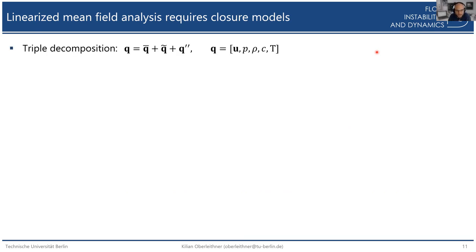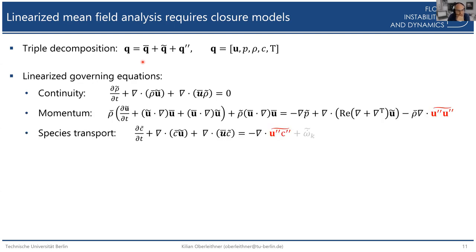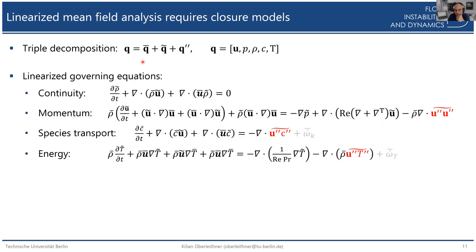So basically, how we set up the problem is we use a triple decomposition. We decompose our flow variables, which can be velocity, pressure, density, a concentration field, or temperature, into a mean, a periodic or coherent part, and a remaining part. Then we plug this into our governing equations, which are the continuity, momentum, species transport, and energy equations. You can see here in red the terms that are unknown or for which we need some additional equations.